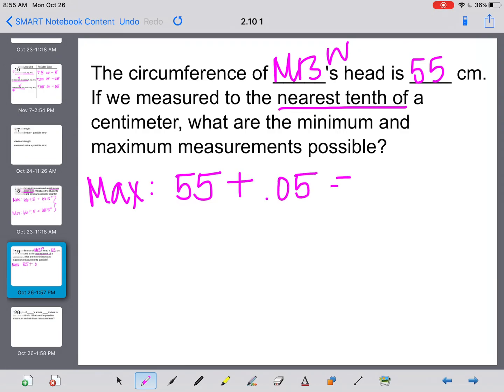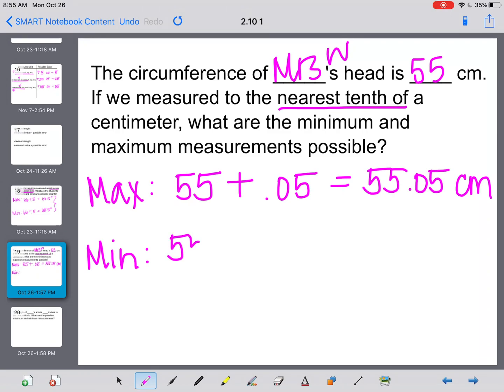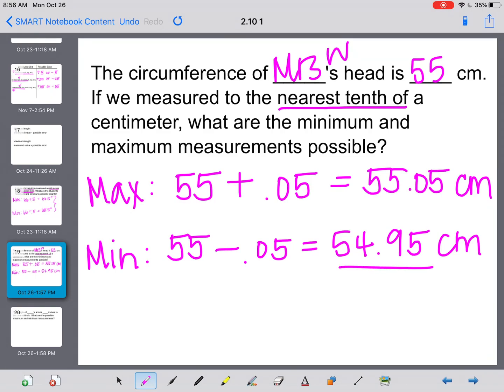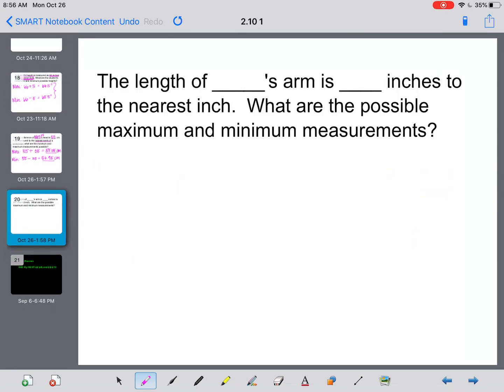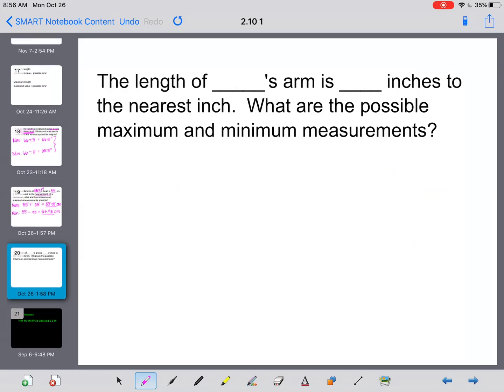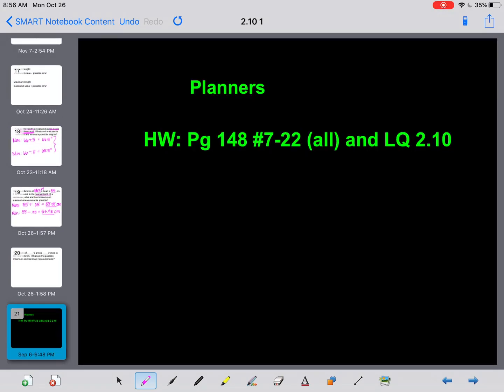For my maximum, I'm going to take the measurement that I got when I measured my head, and add on 0.05, giving me 55.05 centimeters. And for my minimum allowed, I'm going to take my 55 that I measured and subtract off 0.05, which gets me 54.95 centimeters. There's my minimum and my maximum.